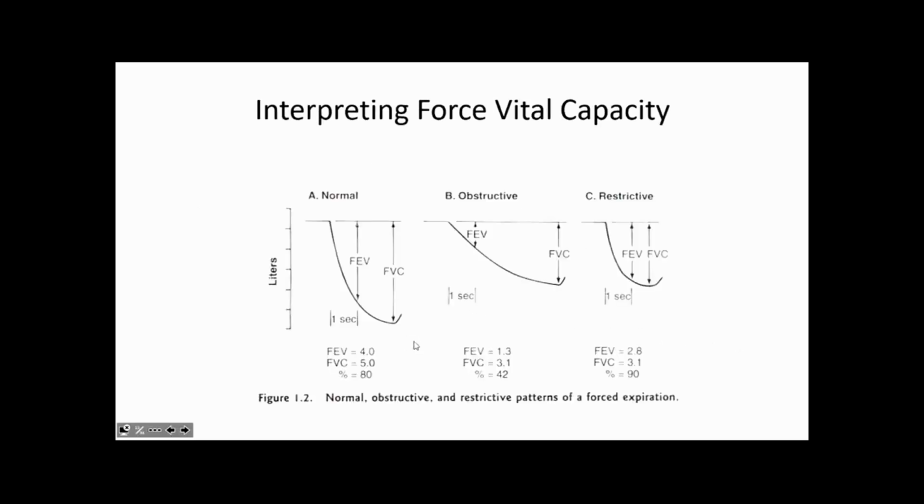So what do you do with all these measurements? Forced vital capacity is the total amount of air you can get out. If you look here, here's a normal patient, and I guess this is supposed to be a typical 70-kilogram person. They got 5 liters out altogether. If they develop obstructive disease, they might only get 3.1 liters out. So they're going to get a decrease in their forced vital capacity if they have obstructive disease.